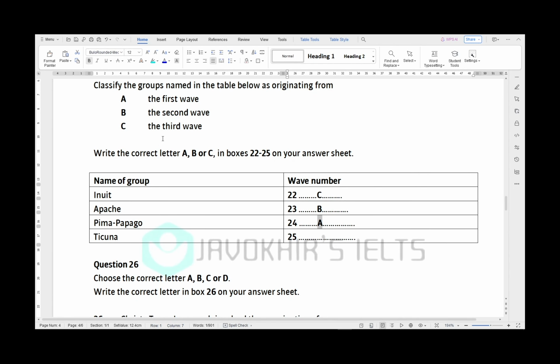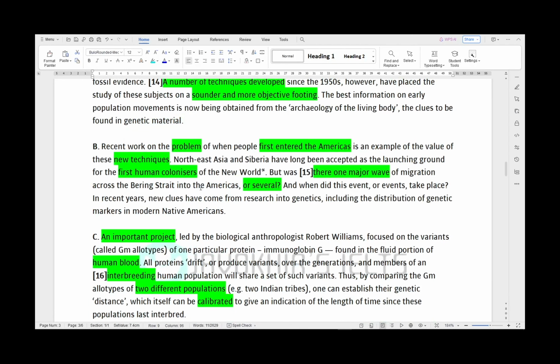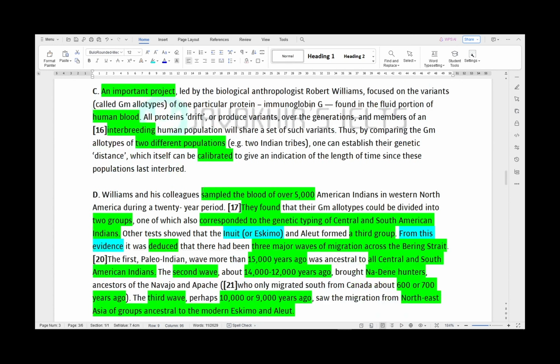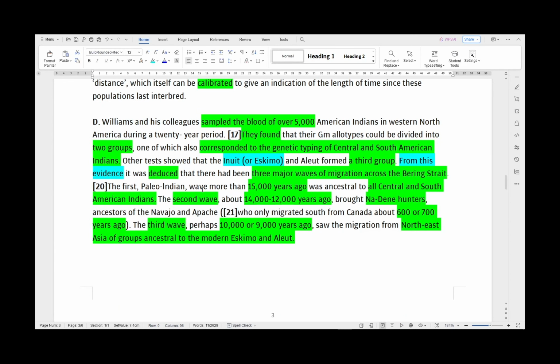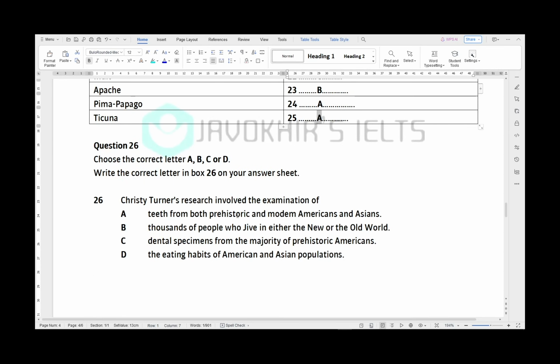So, B and D, are they answering for us? No. Okay. So we're only left with option A, is it? The first wave, Ticuna. I would say necessarily it's the first wave, although I'm not really sure for this one.